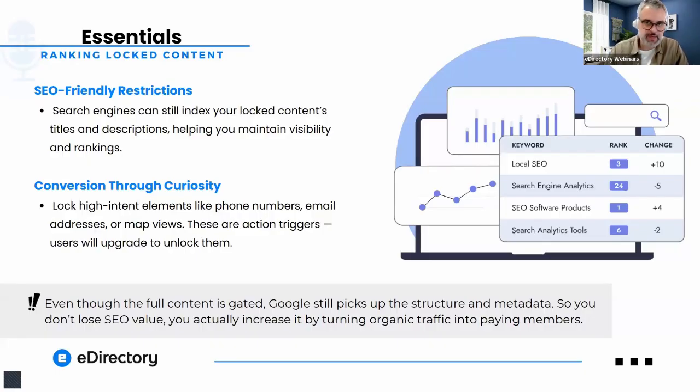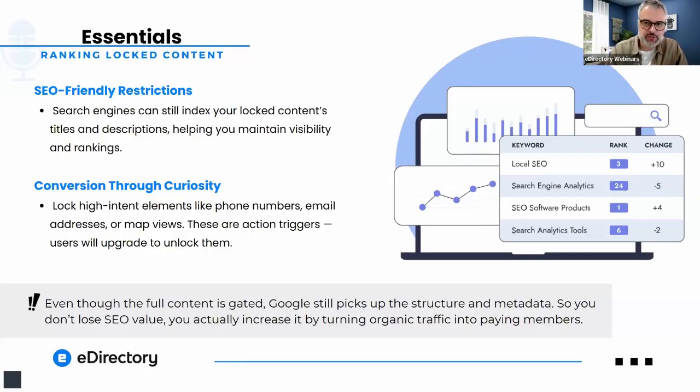Search engines, just like Bing or Google, can still index your locked content: titles, descriptions, meta descriptions, everything regarding your page. We have seen this before on newspapers and web portals. Sometimes you search for news on Google, you see the result, and you click, and then it's paid content. So that ranks normally on Google.